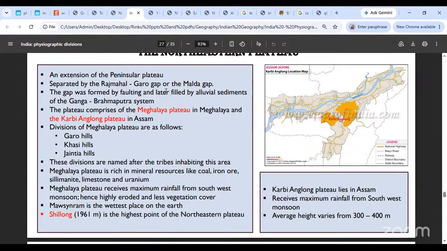It's a plateau, so whatever rain it receives is not going to stay over there. Clearly it is heavily eroded because of this huge rain. And because there is no soil, clearly there will be less vegetation cover also. Shillong happens to be the highest point in this plateau. And now you look at the Karbi Anglong plateau in Assam. Karbi Anglong plateau lies in Assam. It will also receive maximum rainfall from the southwest monsoon, and the average height is anywhere around 300 to 400 meters. Okay, clear so far?